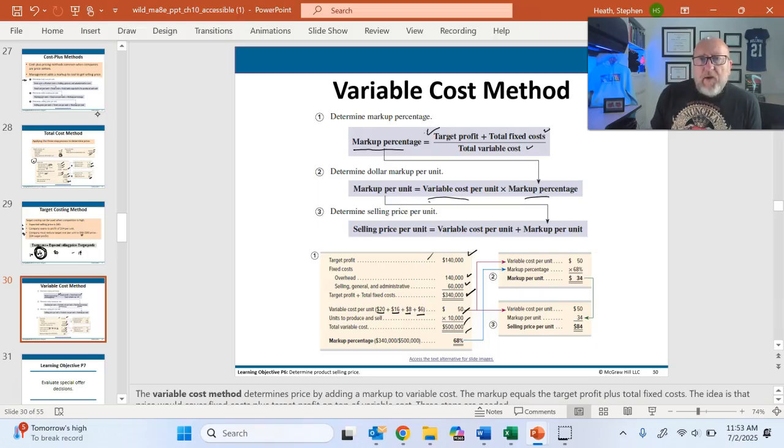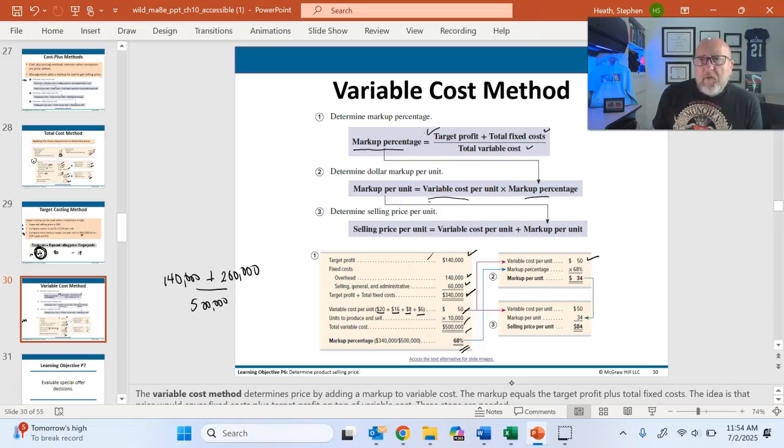So we're going to divide 340 divided by 500 is going to give me 68%. That's target profit of 140,000 plus the fixed overhead and fixed SG&A divided by variable cost. Okay, 68%. Now, step 2, now I know the markup per unit.